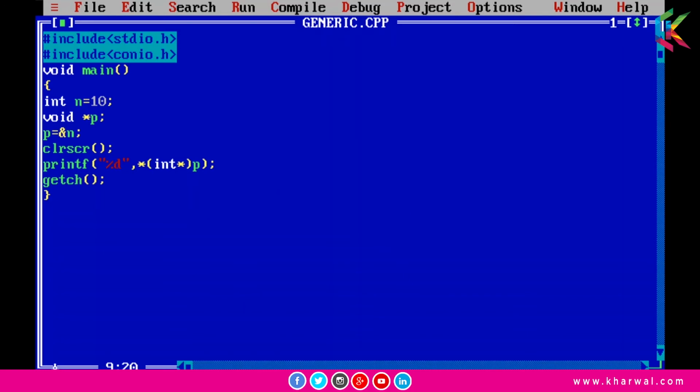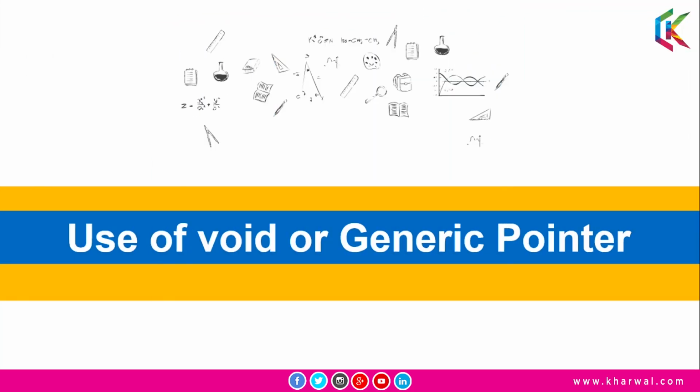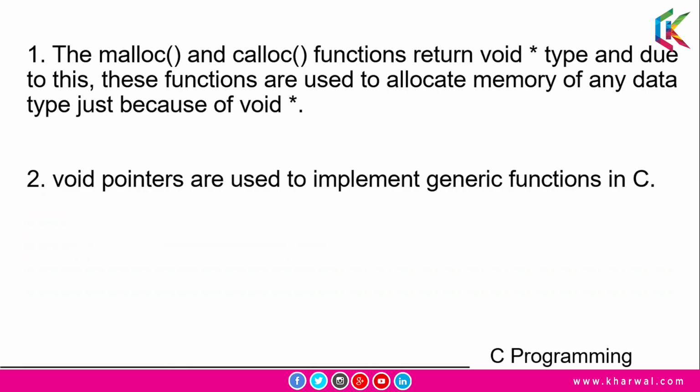Now moving forward, we are going to discuss use of void or generic pointer. The malloc and calloc functions return void pointer type, and due to this, these functions are used to allocate memory of any data type just because of void pointer. And void pointers are used to implement generic functions in C programming.